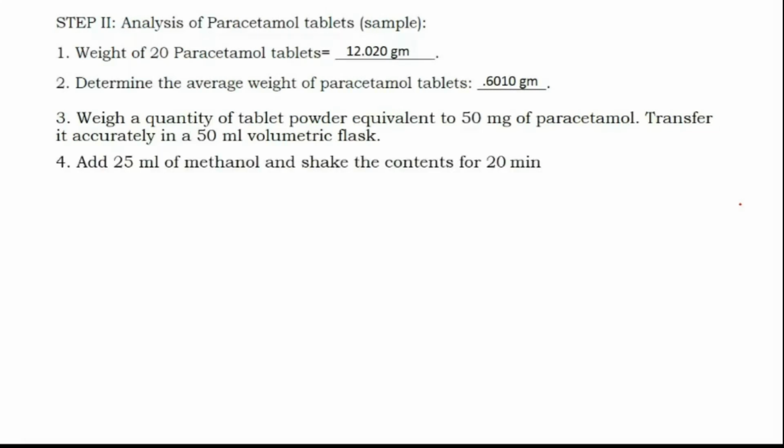So to start with, we will take 50 milligram of paracetamol and transfer that to a 50 ml volumetric flask. Okay. 50 mg of paracetamol is present in 60.1 milligram of tablet powder. So we are transferring that into a volumetric flask of 50 ml. We will add 25 ml of methanol and we are going to shake it for 20 minutes.